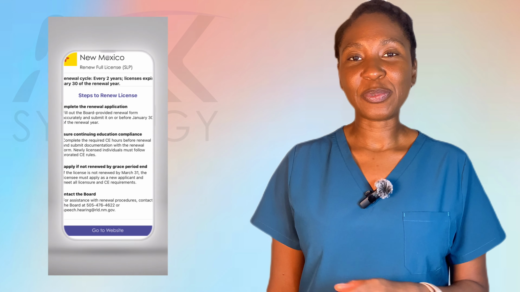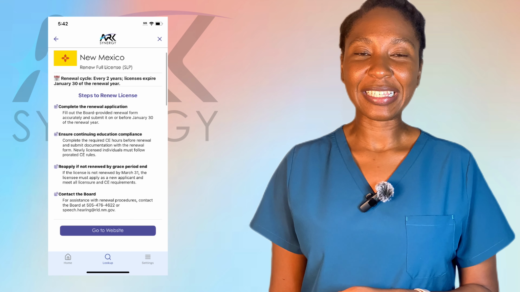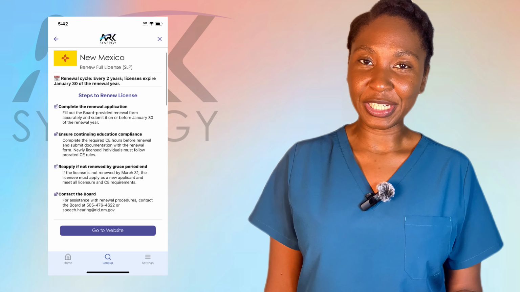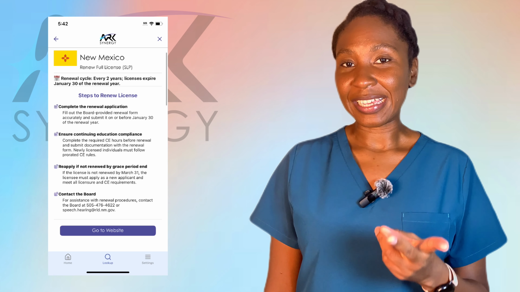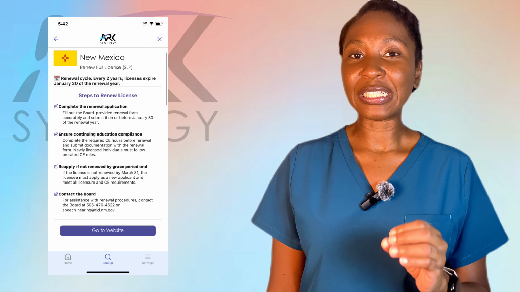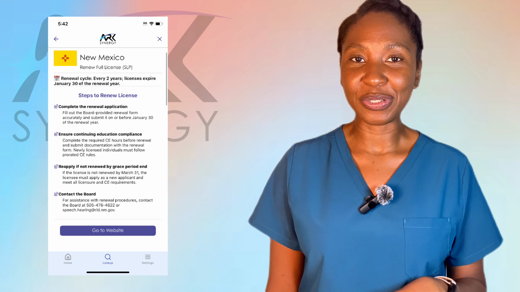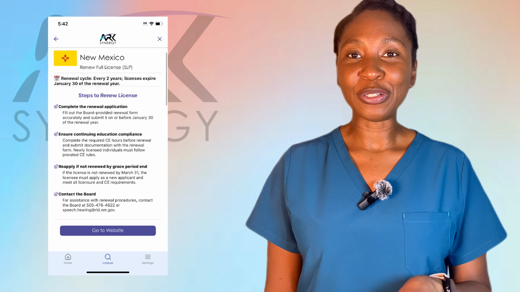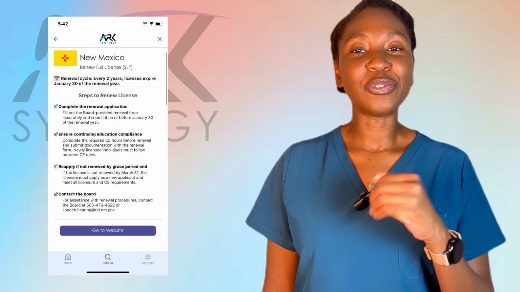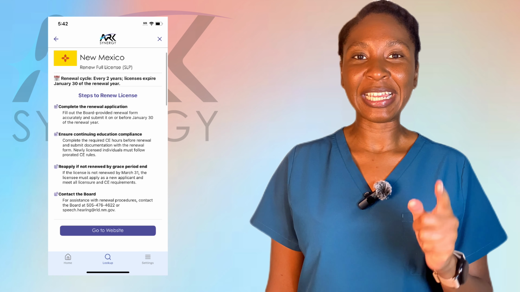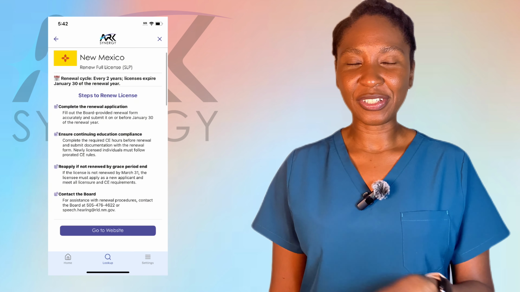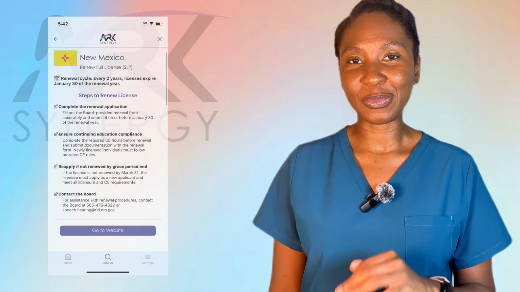So here are the main steps to renew your New Mexico SLP license. So first, you complete the board renewal application and submit it by the January 30th deadline. Second, make sure you completed your required continuing education hours and include your CE documentation with your renewal. And if your license is not renewed by the end of the grace period, which runs through March 31st, you will have to reapply as a new applicant and meet all the current licensure and CE requirements. So definitely try not to let it get to that point if possible.